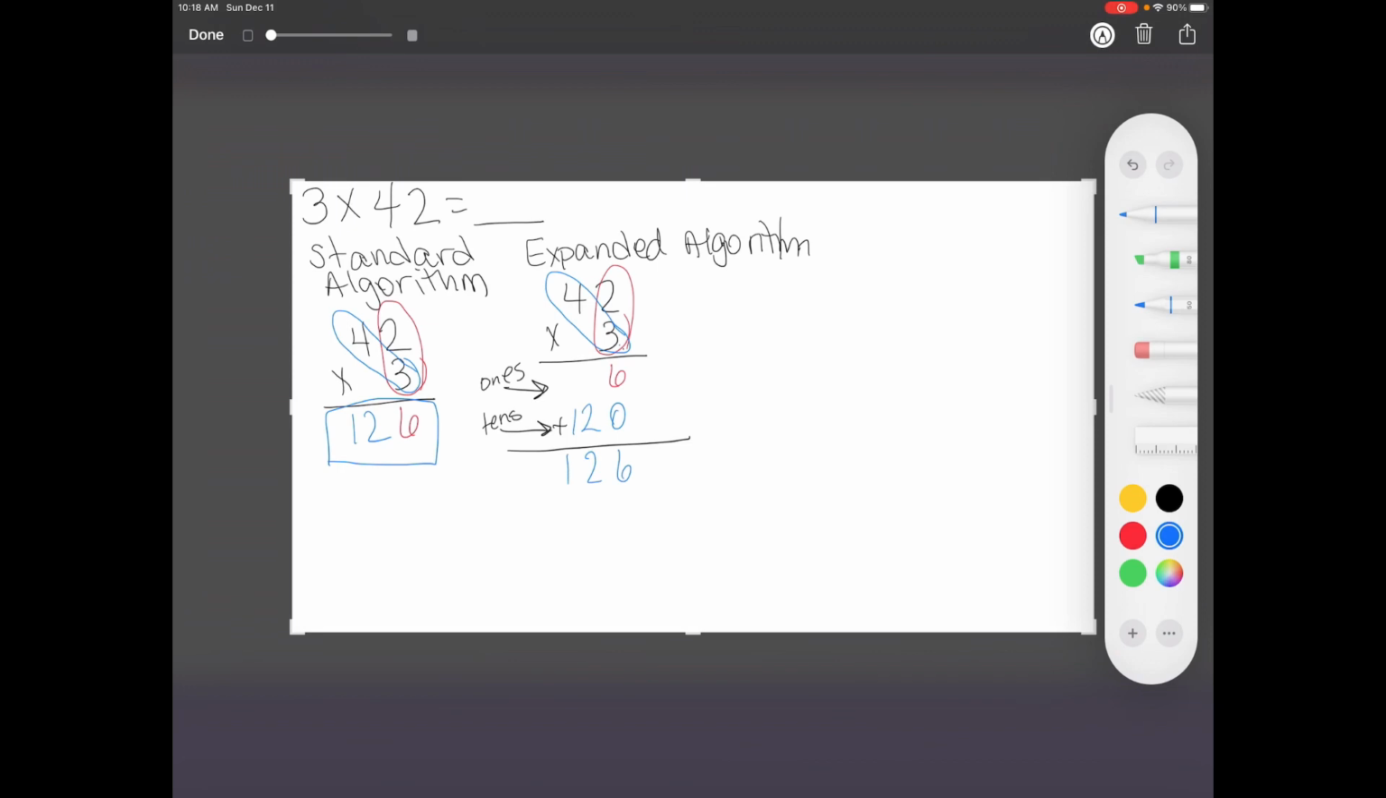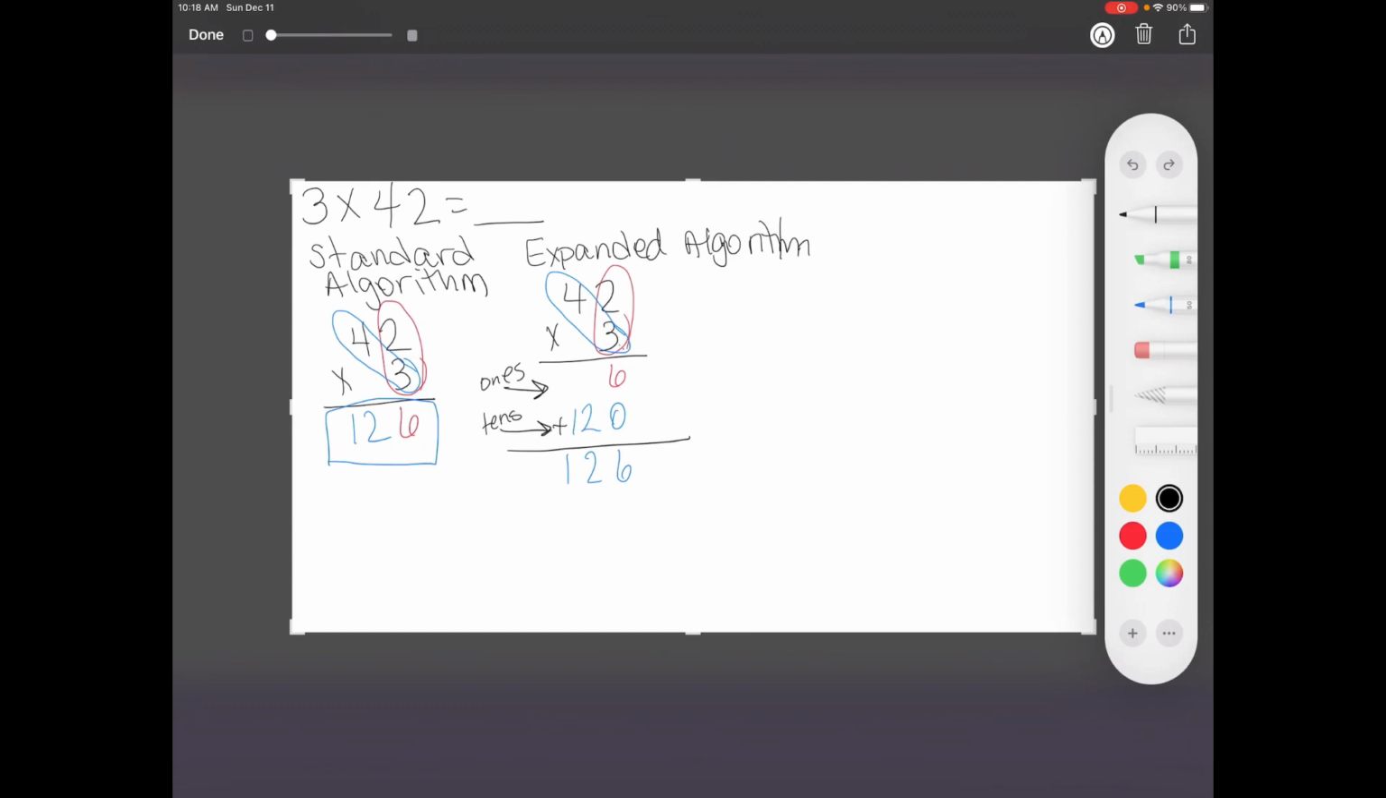And like I said, this is for when they do need to regroup. So if they have 3 times 7 and it's 21, they would put 21 here in the ones place instead of just a 6. In this example, they wouldn't really need both of those so much.